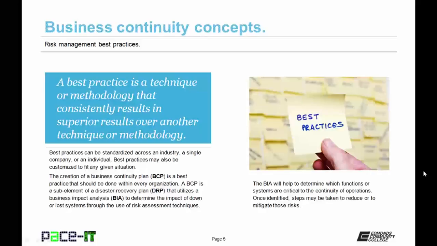The creation of a business continuity plan, or BCP, is a best practice that should be done within every organization. A BCP is a sub-element of a disaster recovery plan, or DRP. The BCP utilizes a business impact analysis to determine the impact of down or lost systems through the use of risk assessment techniques. The business impact analysis will help to determine which functions or systems are critical to the continuity of operations. Once identified, steps may be taken to reduce or mitigate risks to those assets.